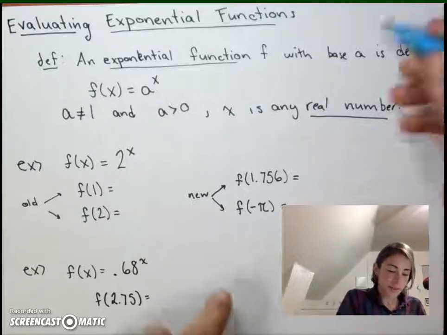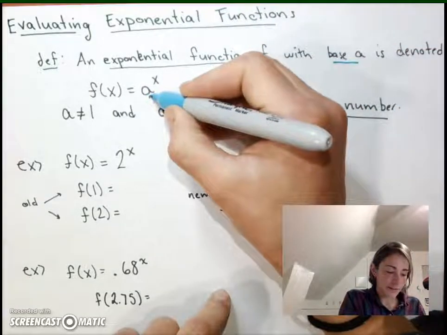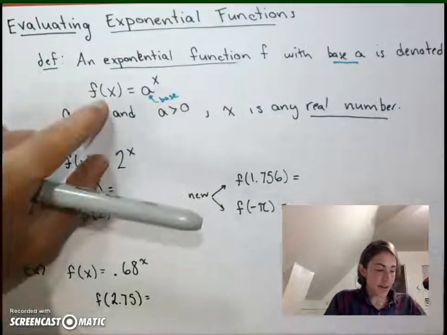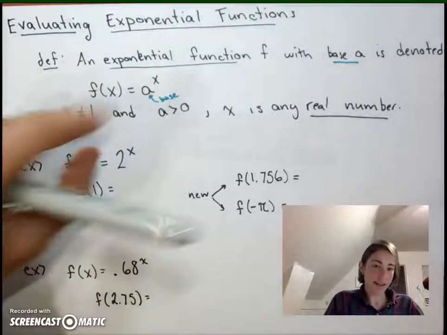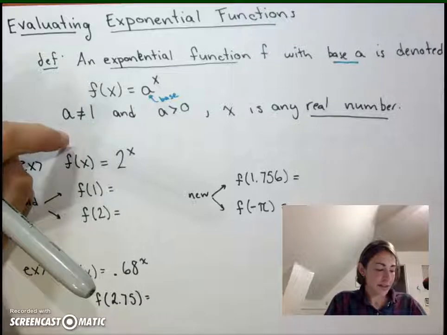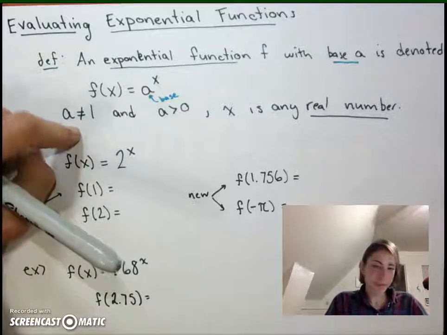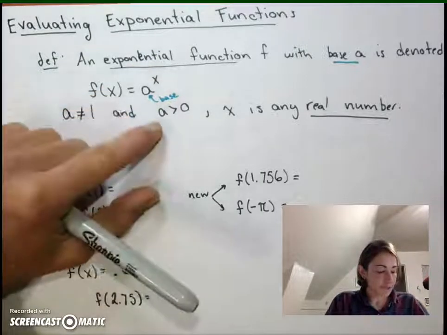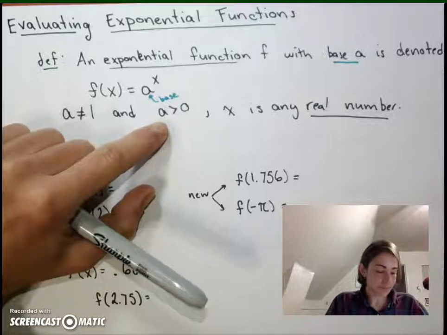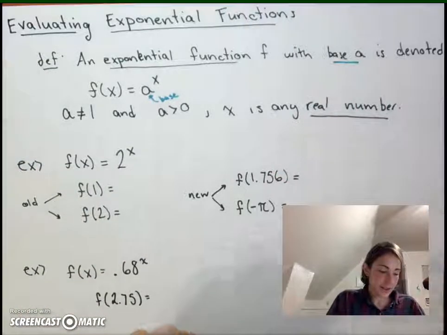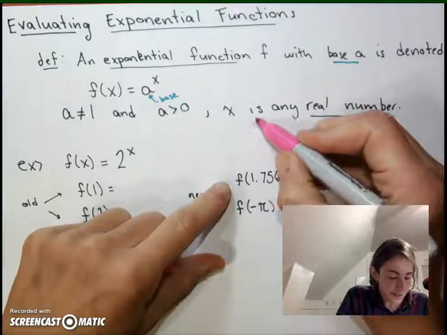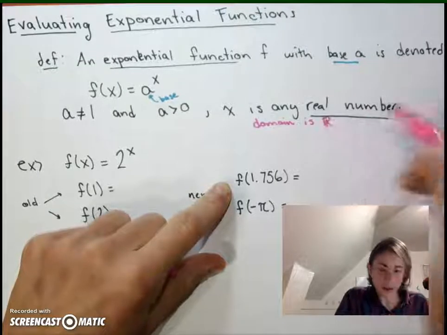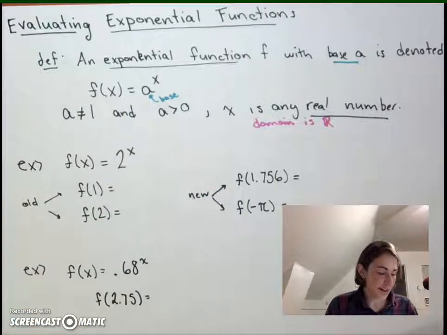So as usual, when we write an exponent, we think of this piece as the base. And when we write an exponential expression, it's denoted by f of x equals a to the x. And a is not going to be 1. 1's not interesting because anytime we raise 1 to a power, we just get 1 back. And a should be greater than 0. x can be any real number. So another way to say this is that the domain is R, all real numbers. We can plug in anything we want for x.